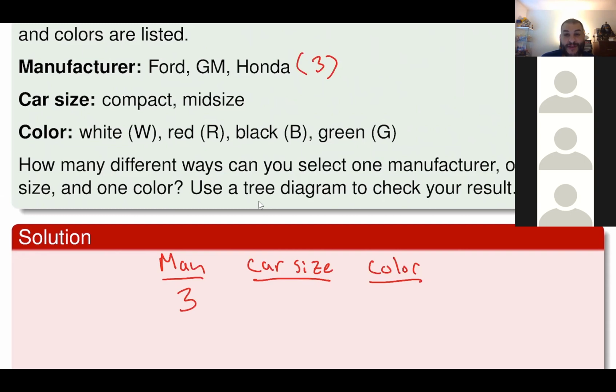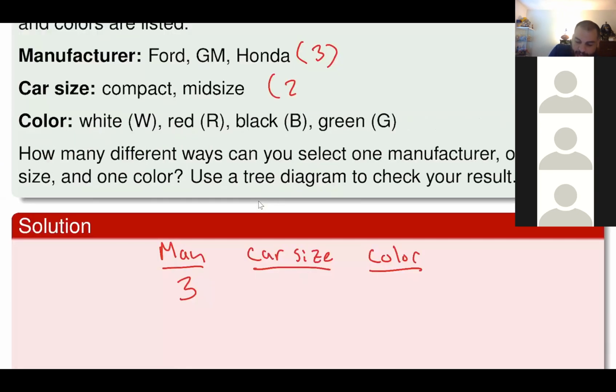What about for car size? For car size, you have 2 options. You have compact and mid-size, so we have 2. Lastly, we have the color of the car. We could choose white, red, black, or green, so you actually have 4 outcomes right here. All right, so far we have 3 manufacturers, 2 car sizes, and 4 colors. So all you want to do is multiply all of this. If you multiply them all out, what do you get? 24. Yeah, 24. So you say 24 outcomes.